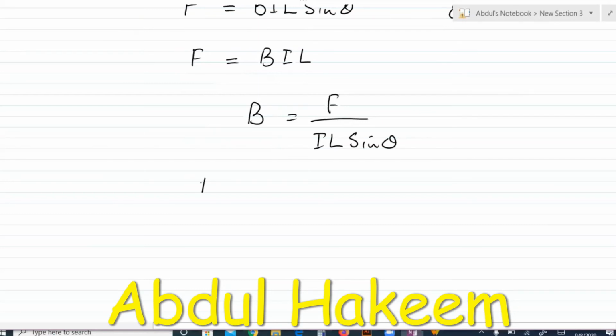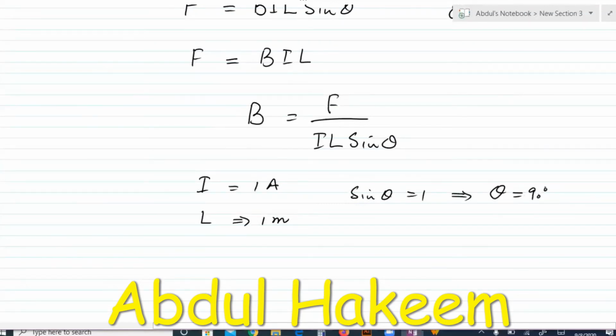So if the current value is 1 ampere, length is also 1 meter, and the sine theta value is 1, meaning the wire is placed perpendicularly inside the magnetic field, then B is equal to F over 1 into 1 into 1, then B and F both will be equal. So this is the definition of B.